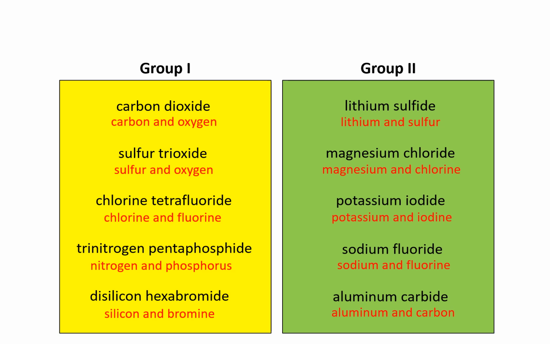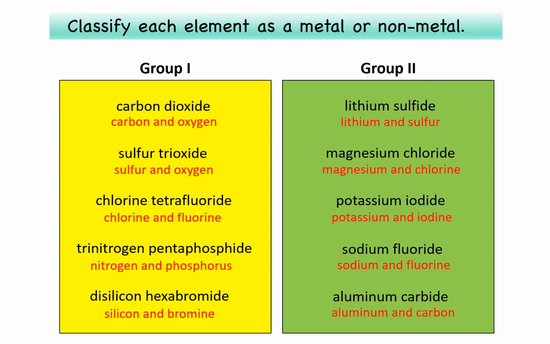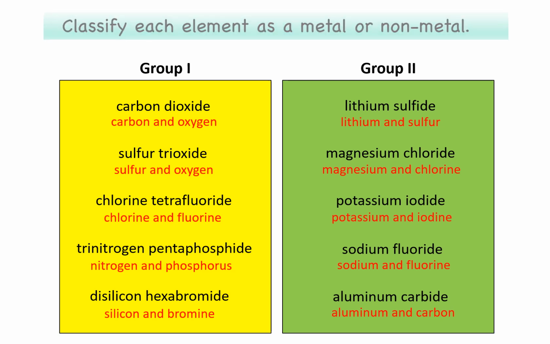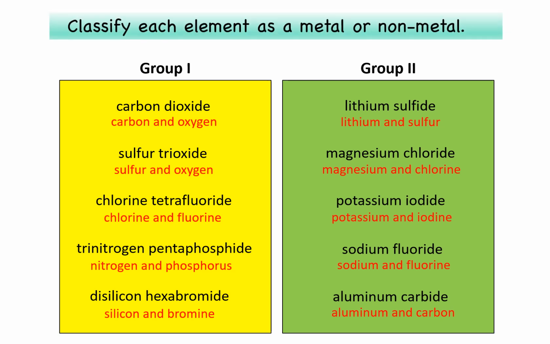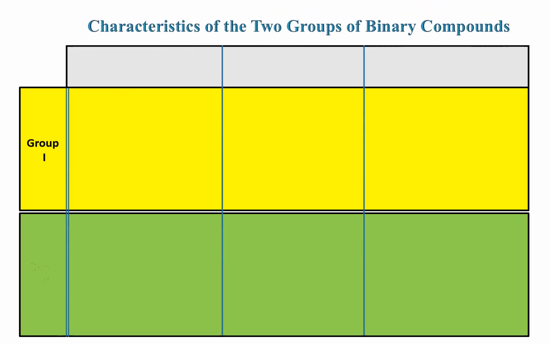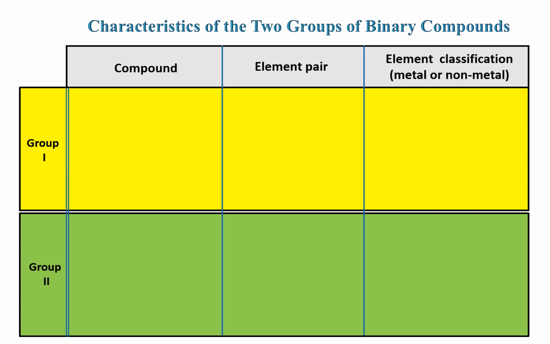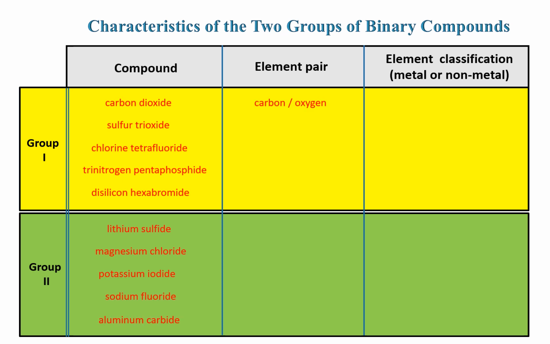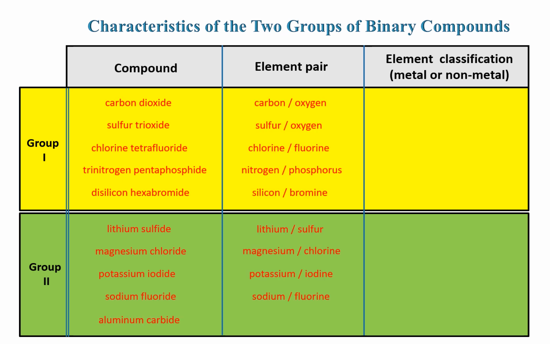How did you do? Next, you will examine each pair of elements that make up the compounds. How would you classify each element? Is it a metal or a non-metal? And because that's going to be a lot of information to handle, we should set up a chart to organize our records. We'll put in the information we already have, and then work on the element classification column.